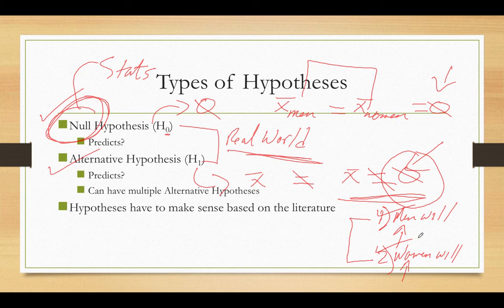Perfect. Now remember, where are we going to get this hypothesis from? We're going to get it from the previous literature, meaning that we are going to do research on men and women. We're going to look at aggression levels and try to make decisions about what the literature tells us about what's been previously found.